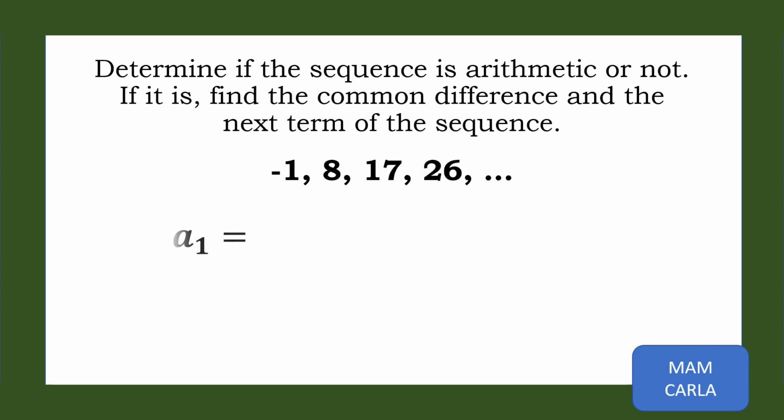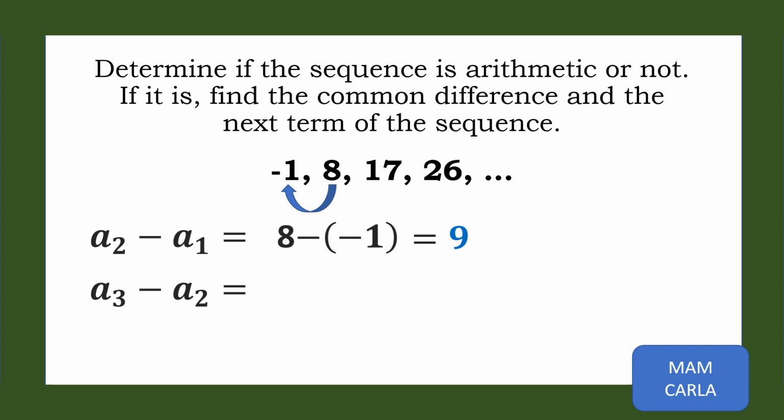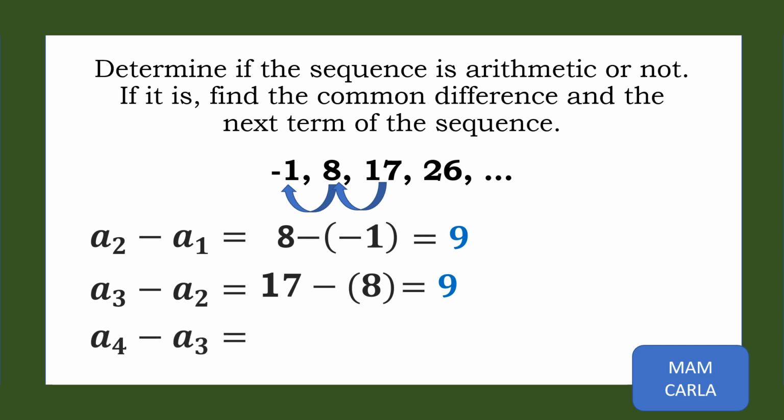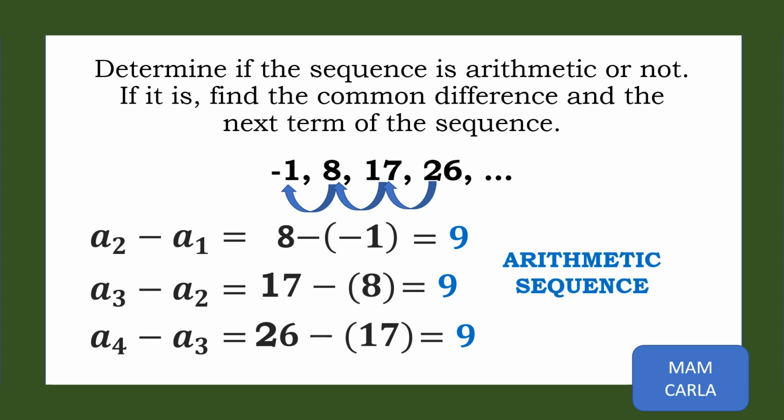So we can do that by subtracting the first term from the second term, and that is 8 minus negative 1, which is equal to 9. Subtracting again the second term from the third term, that is 17 minus 8, which is equal to 9. And subtracting the third term from the fourth term, that is 26 minus 17, which is equal to 9. So therefore, this sequence is an example of an arithmetic sequence.